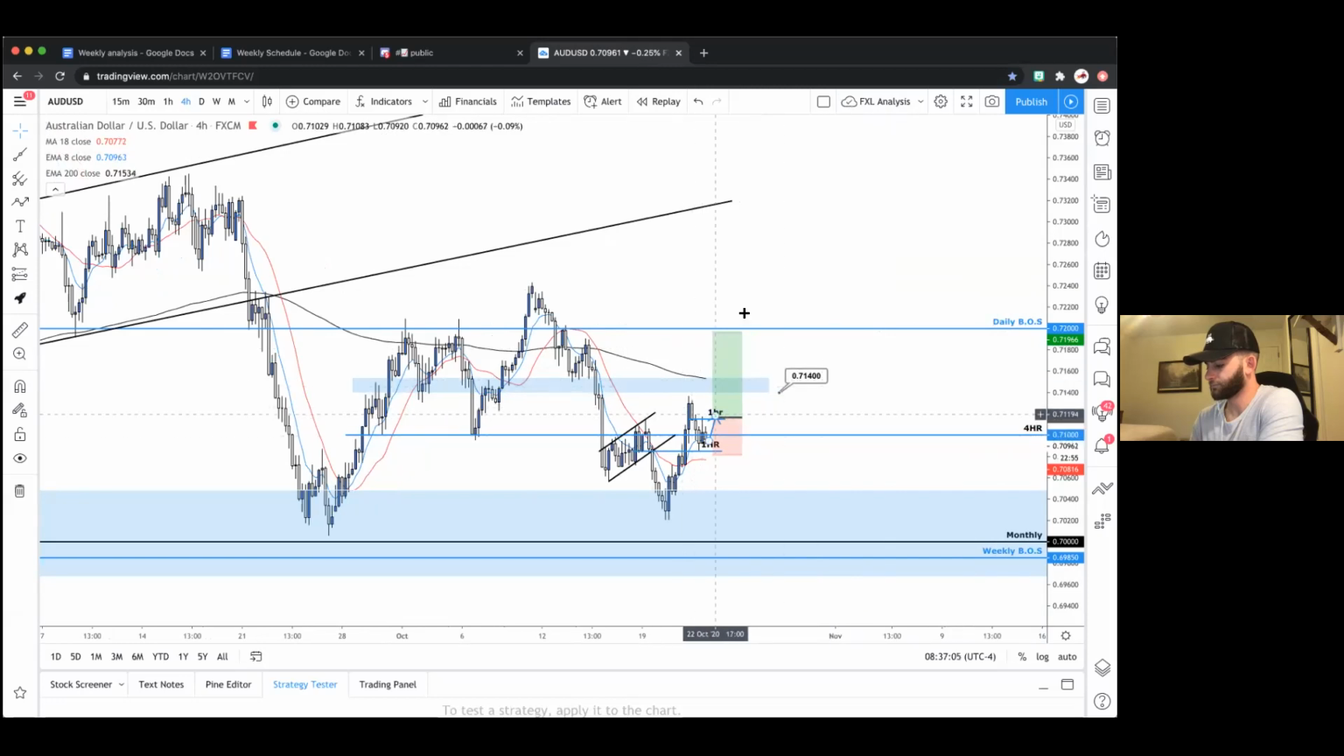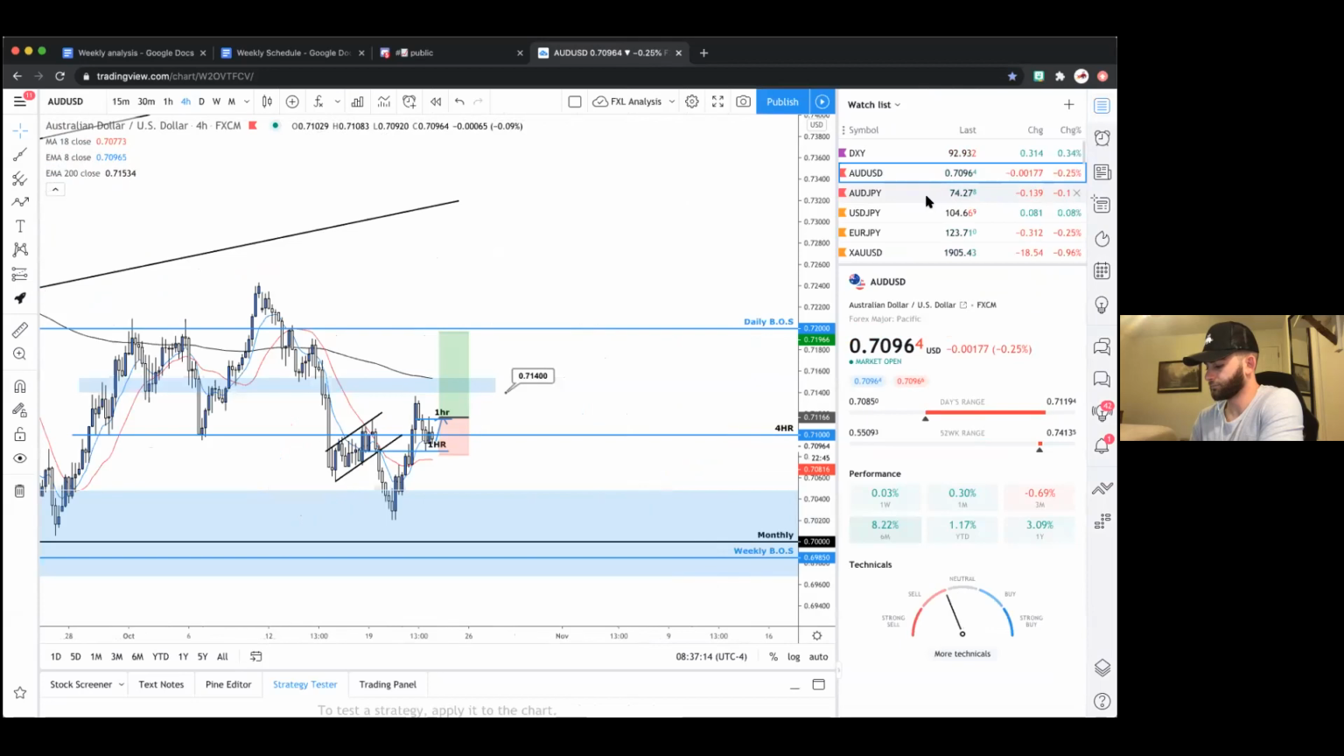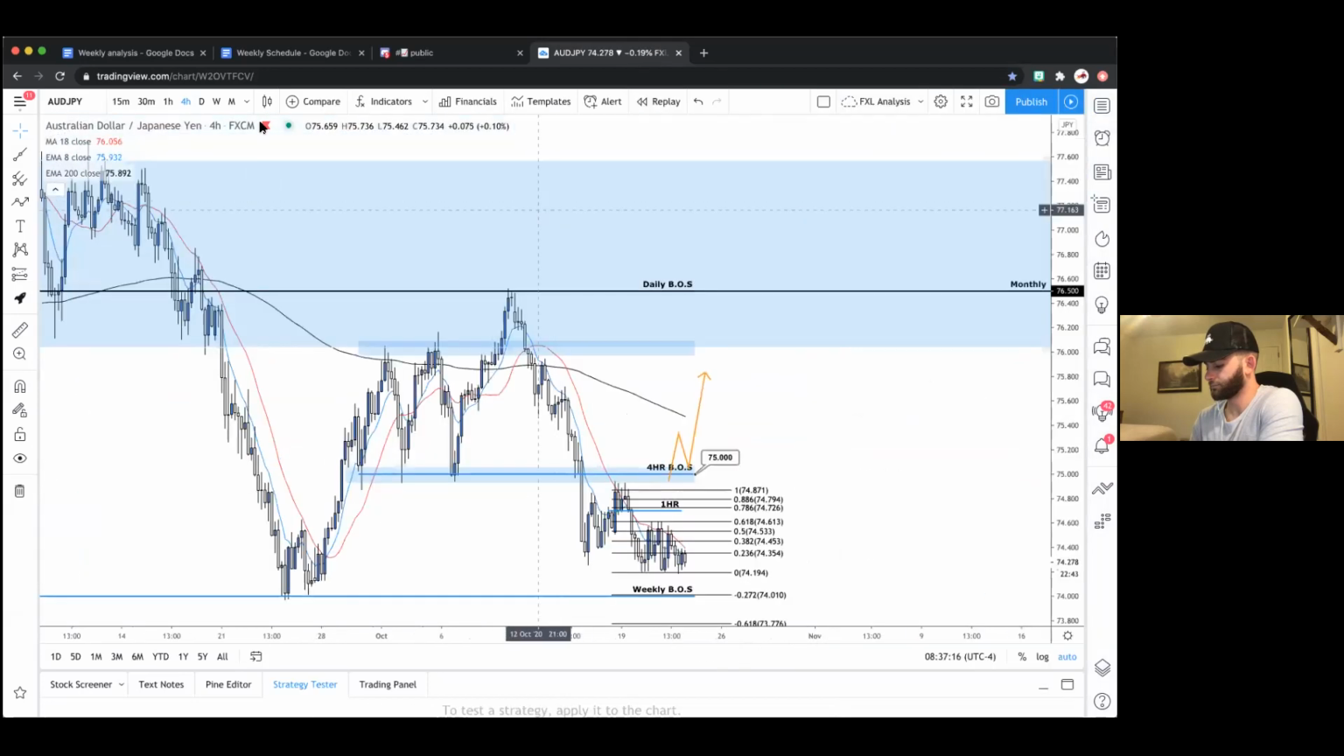All right, so nice little long opportunity with AU. Again, this is just like NU. It looks very, very similar, very similar setup. So yeah, if one takes off, the other one should follow. All right, let's move on to AJ.